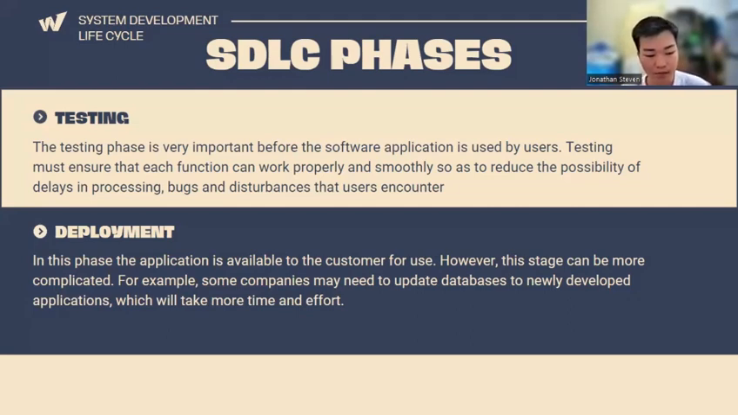Next is deployment. In this phase, the application is made available to the customer for use. However, this stage can be more complicated. For example, some companies may need to update databases to work with newly developed applications, which will take more time and effort.